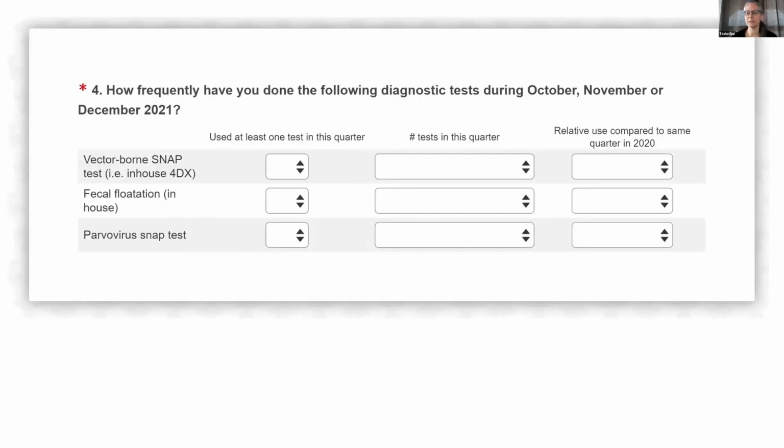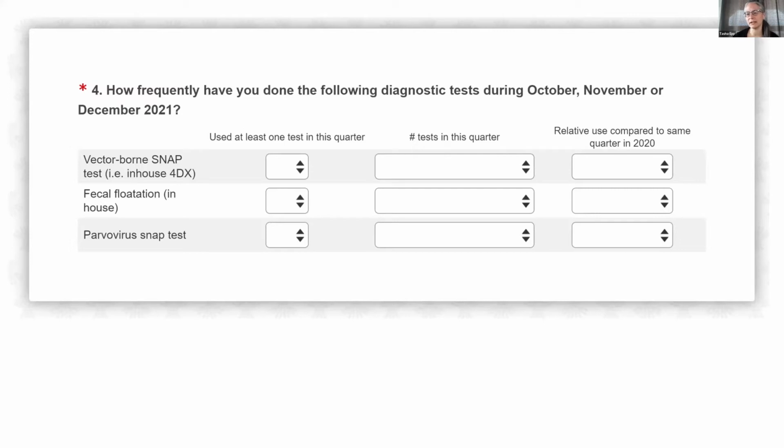Additionally, a subsequent question is asking a little bit about testing. The reason for this is that as we were asking veterinarians how they were diagnosing things, for the vector-borne diseases, 70% or more were using in-house 4DX SNAP tests, and they may not have actually been reporting that anywhere. So that's another piece of surveillance that's sitting and existing in veterinary clinics, but not being captured anywhere else.